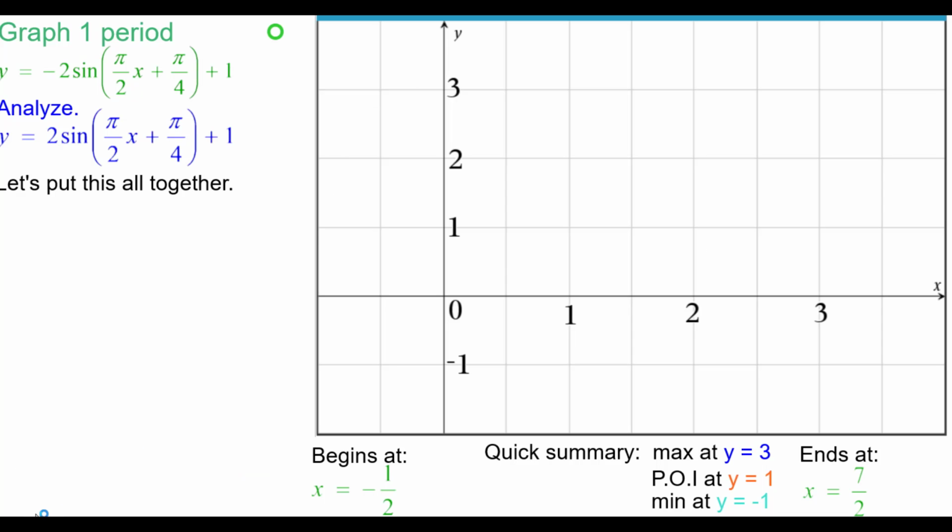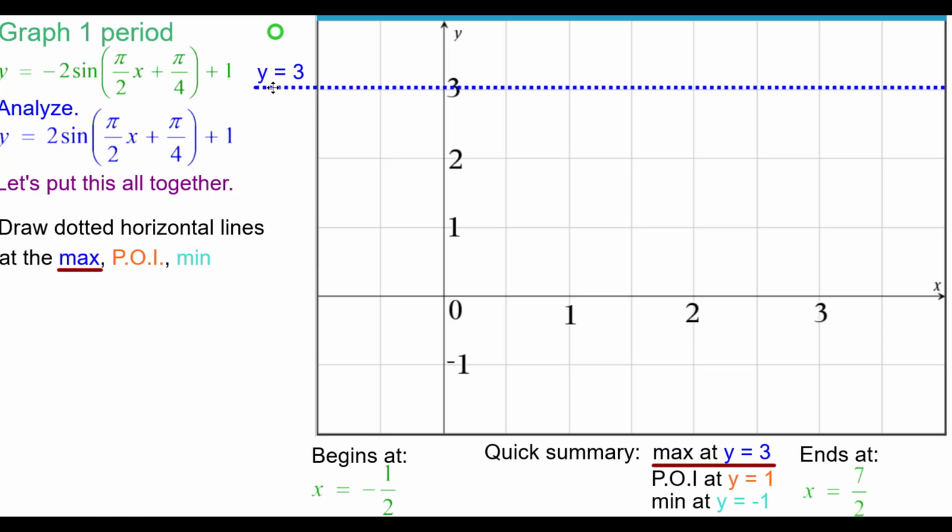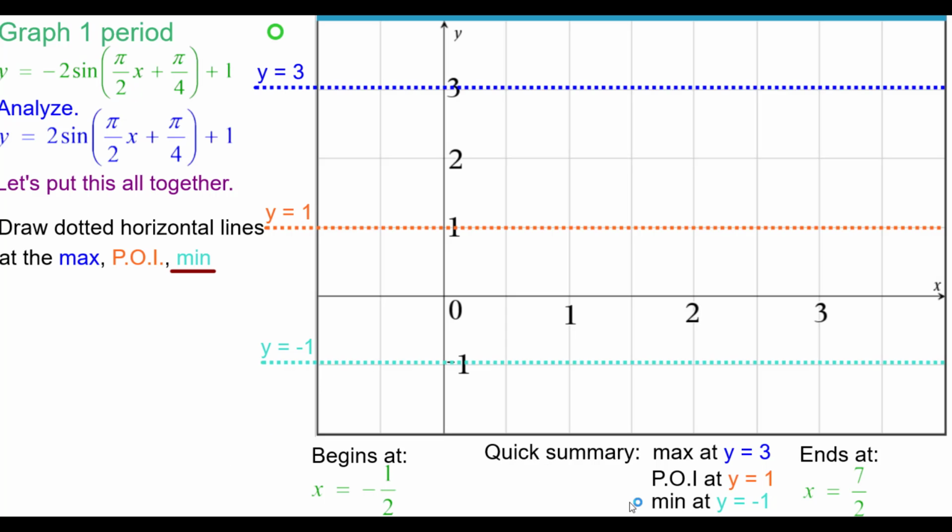So let's put this all together, kind of like putting a puzzle together. We're going to draw dotted horizontal lines at the maximum, the points of inflection, and the minimum, starting with the maximum at y equals 3, a blue dotted line. Points of inflection are orange, y equals 1. And the minimum in aquamarine, y equals -1. And we want to fit the sine curve in between these horizontal lines.